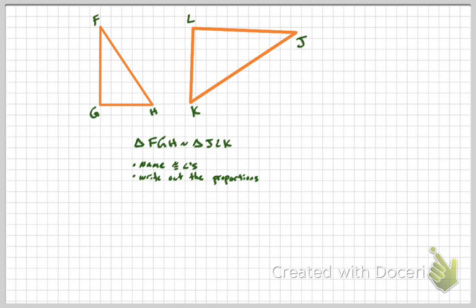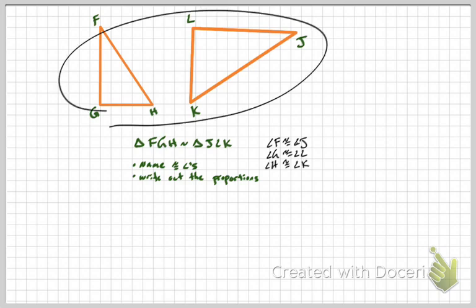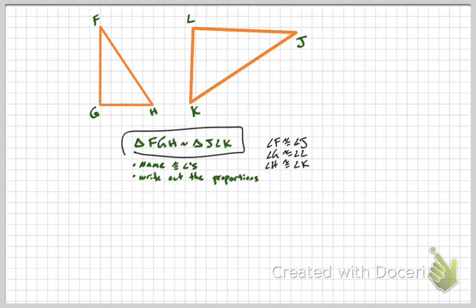Okay, so now when I do this, I can just go ahead and make my congruent statements. So I know that angle F is congruent to angle J. I know that angle G is congruent to angle L. And I know angle H is congruent to angle K. And again, I don't even need the diagram for that. I can just look at the similarity statement, and that's that corresponding order.